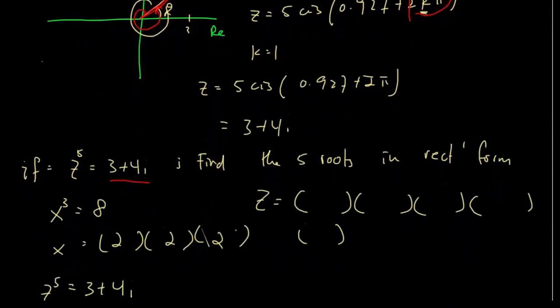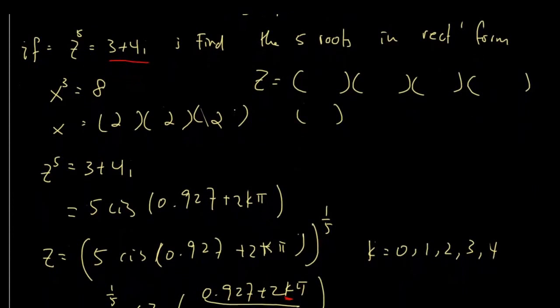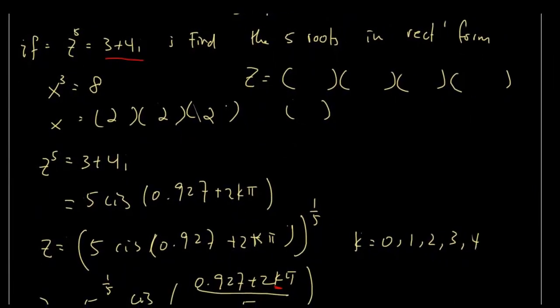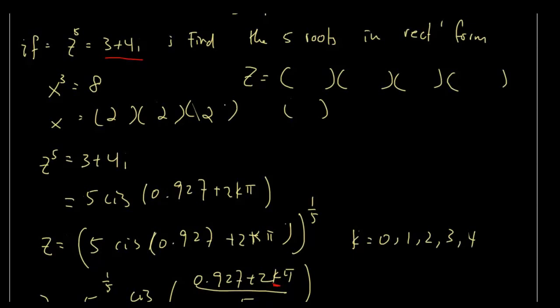Now suppose that I have a question: if z to the power of 5 is equal to 3 plus 4i, find the 5 roots in rectangular form. This question is just like saying, if x to the power of 3 is 8, what is x? So x is 2. x1, x2, x3 are all equal to 2. Similarly, for x to the power of 5, you need to find the 5 roots.